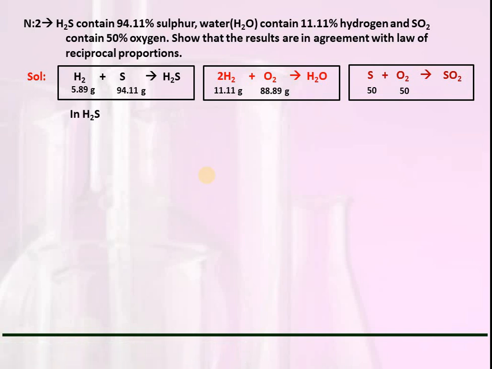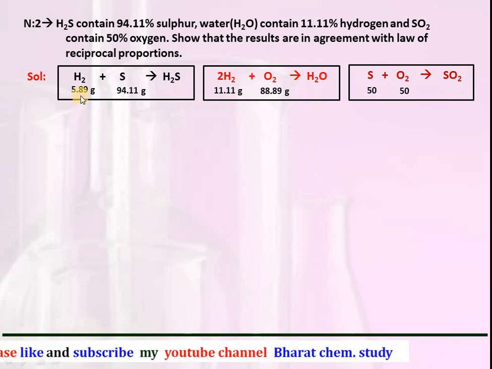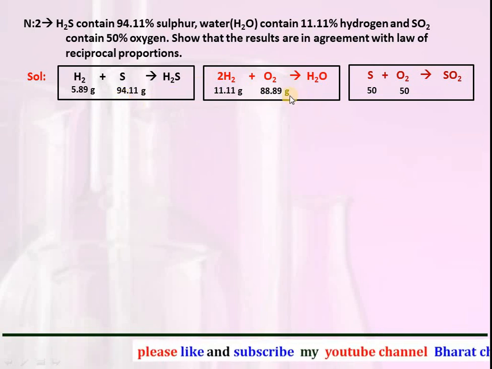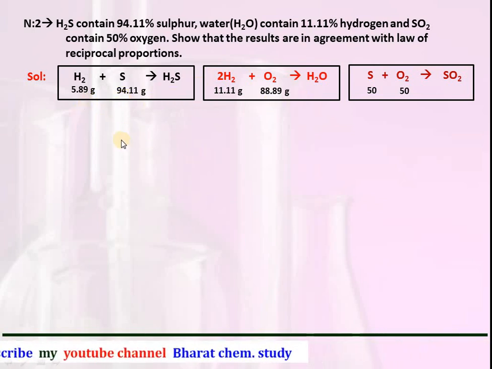Now in H2S, again we have to take the two equations. The two reactants are common. So in this equation we are taking H2S and H2O, in which hydrogen is common, and the weight of sulfur and oxygen has to be calculated, which are going to combine with a fixed mass of hydrogen.